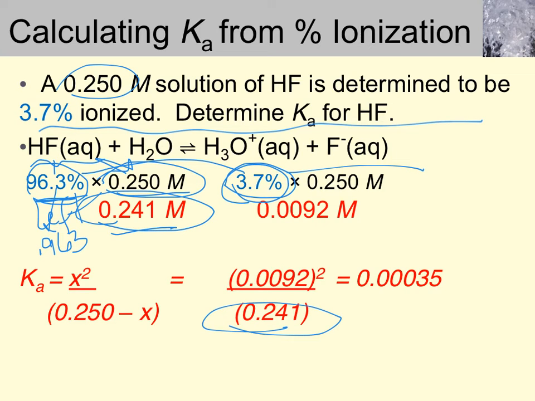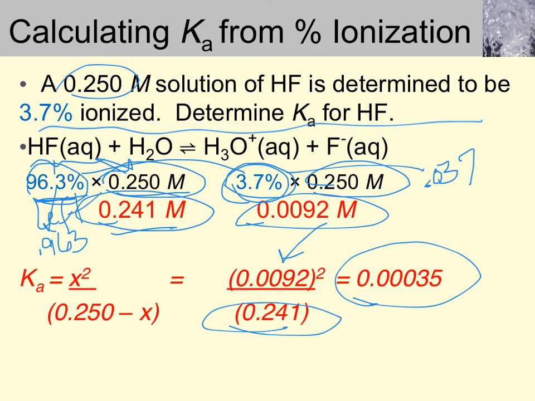3.7%, again, put it in decimal form, divide by 100 to do that. So multiply 0.037 times the original concentration, and that gives you the equilibrium concentration of the two ions. It's probably an easier way to do it. Okay, get the same value for Ka.